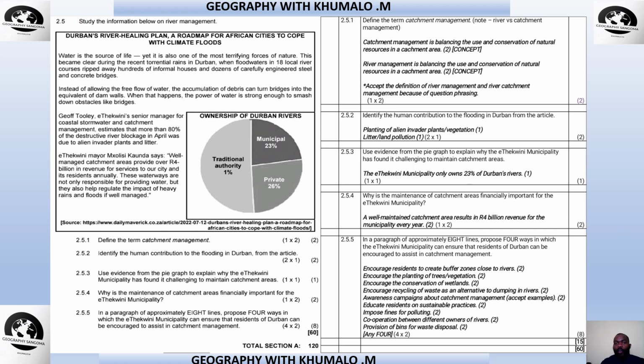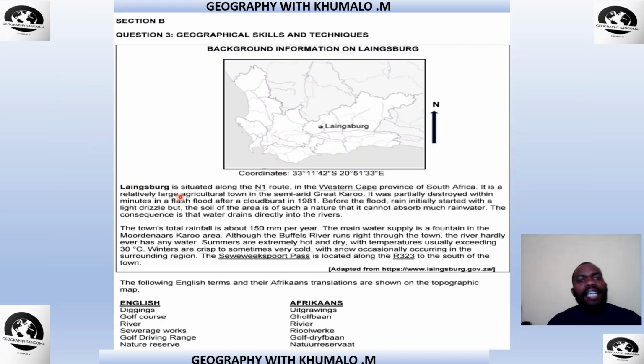Let's look at question 3, grade 12. Now question 3, it's section B, our geographical skills and techniques. So this information I've placed here is very important. In our paper 1, we were dealing with Lanesberg. Lanesberg was our map that you were given. Lanesberg is situated on the N1 road in the Western Cape of South Africa. So this is very important. You can see the information given there is based on rivers, and what information is basically on paper 1 content.